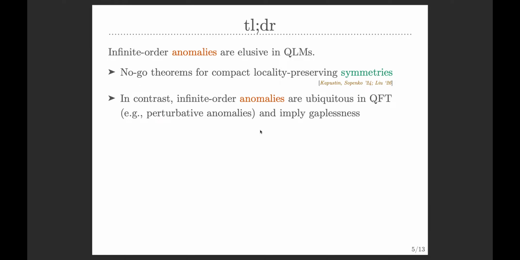Question. Yeah. The no-go theorem, is it for finite on-site space? Yeah, that's right. So they're for the types of quantum lattice models I'm considering here. There are examples of quantum lattice models with infinite order anomalies if the local Hilbert space is infinite dimensional, and there's some Gauss law constraint too, in the lattice gauge theory type models.